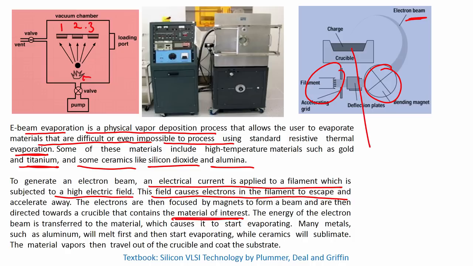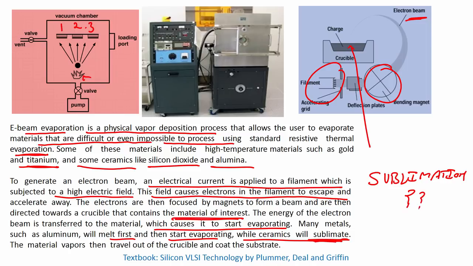The material of interest is within your crucible, right. The high energy of the electron beam is transferred to the material which causes it to start evaporating. Many metals such as aluminum will melt first and then start evaporating, while ceramics will sublimate first, right. In the case of a metal like aluminum it will melt, but in the case of ceramics it will sublimate. Find out what sublimation is. Okay. Now, the material vapors travel out of the crucible and coat the substrate.